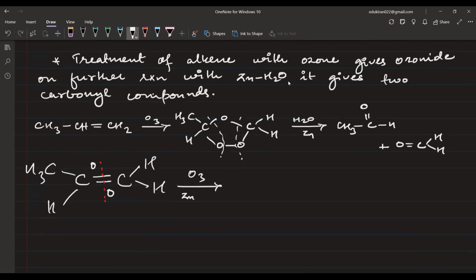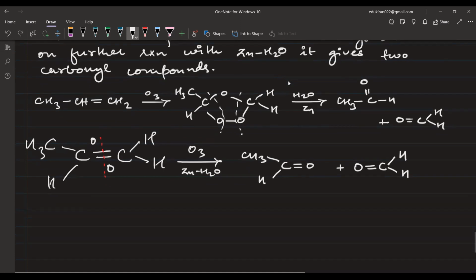O3 in the presence of zinc and H2O. Then what is the product? CH3, C double bond O, H, plus O double bond C and then H. ठीक है? So very easy reaction. Products के मामले में you can write the product very easily. Just break the double bond and both carbon gets double bond O, double bond O.